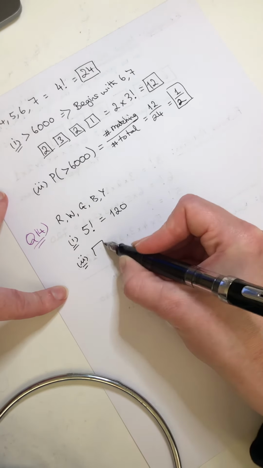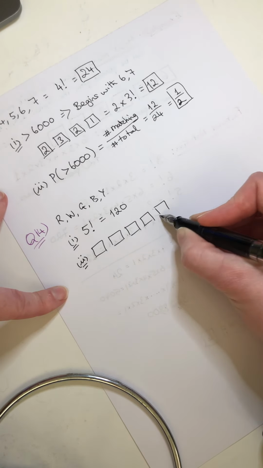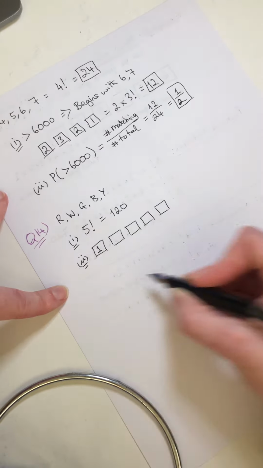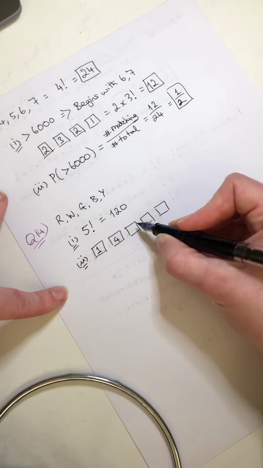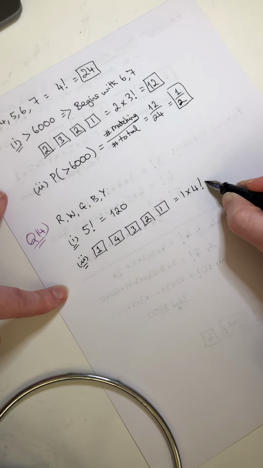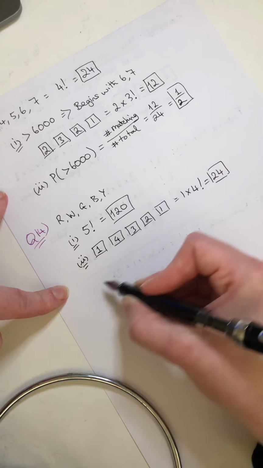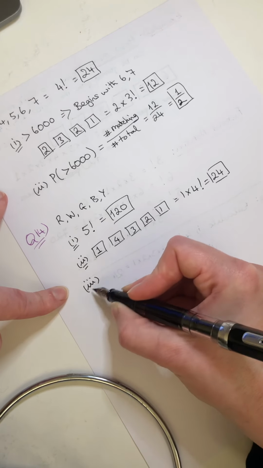In how many different arrangements is the first counter blue? So you can see that we're treating these just like they're letters in a word as well. 4, 3, 2, 1, which is 1 times 4 factorial, or 24. So in 24 arrangements, the first counter is blue.